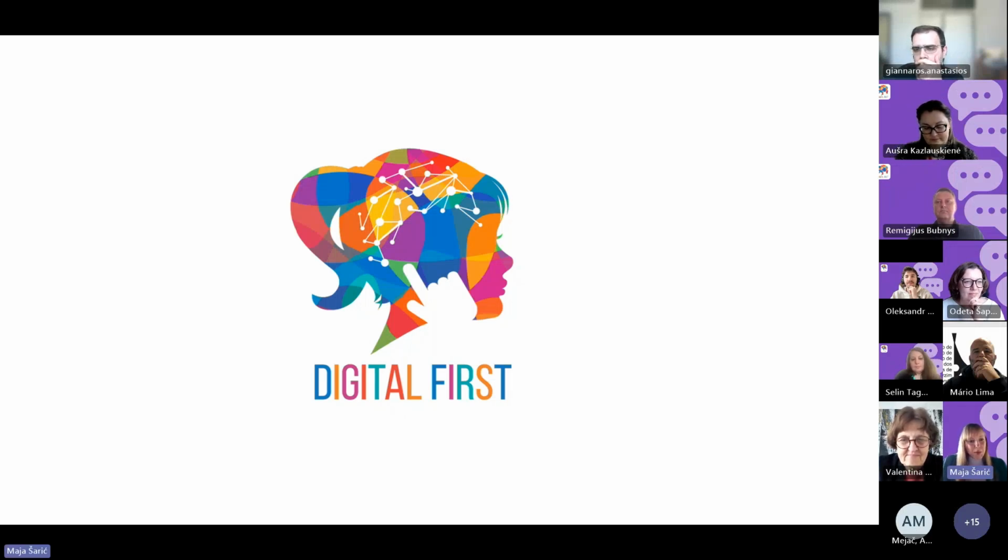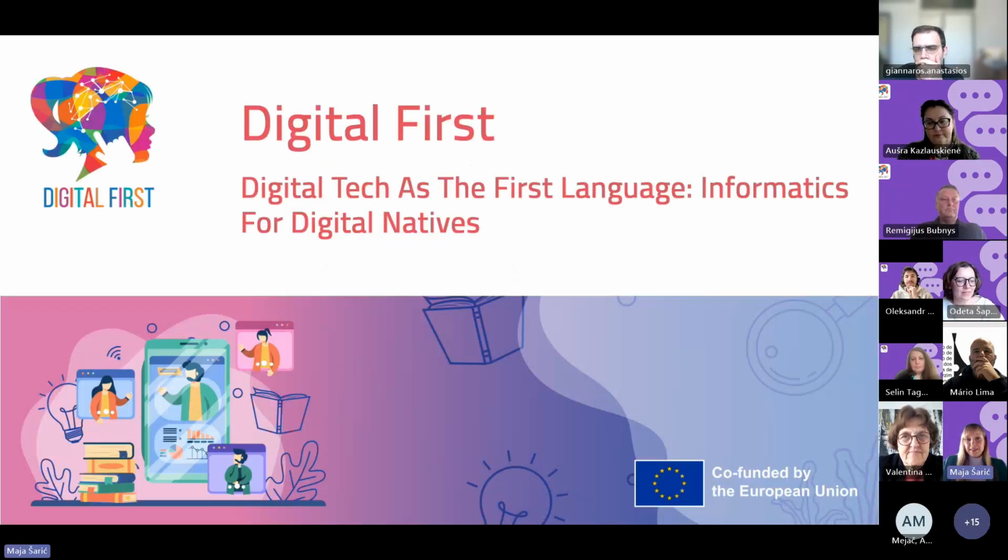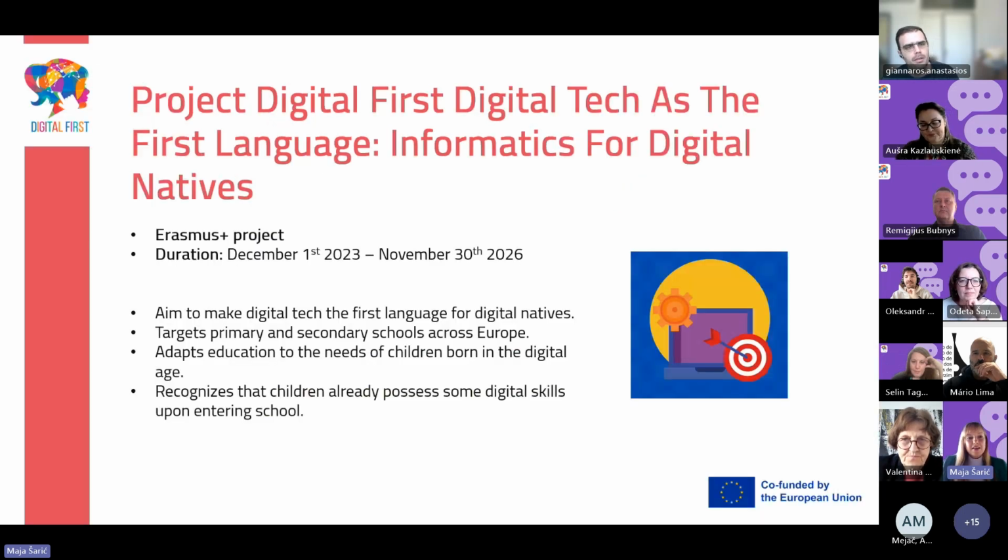So we will start by presenting the full name of our project. It's Digital First in short, but as you can see, Digital Tech as the First Language: Informatics for Digital Natives. Well, it's a long title, but what does it actually mean? This means that we have been granted a project under Erasmus Plus that lasts for 3 years, that started in December 2023 and lasts until November 2026. So we have 3 full years of lots of activities.